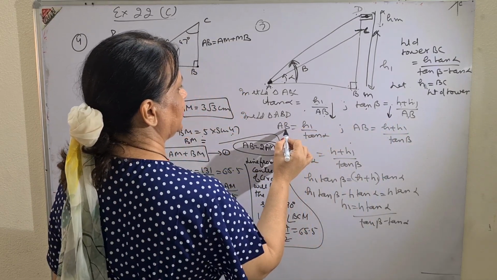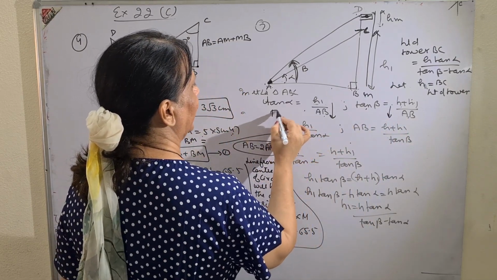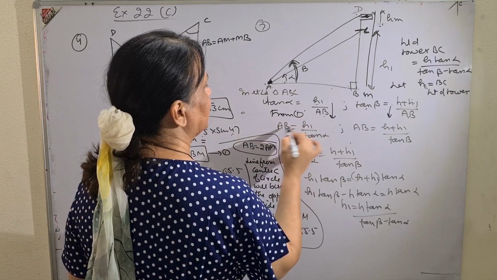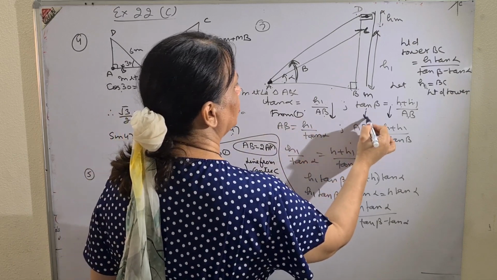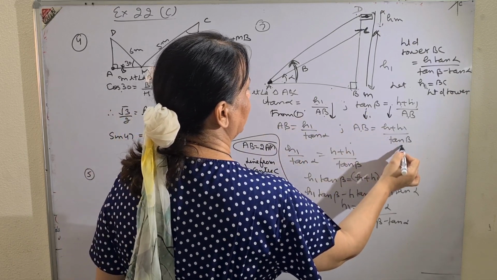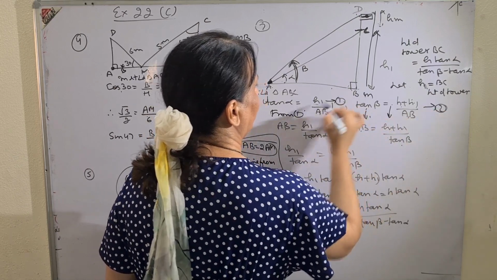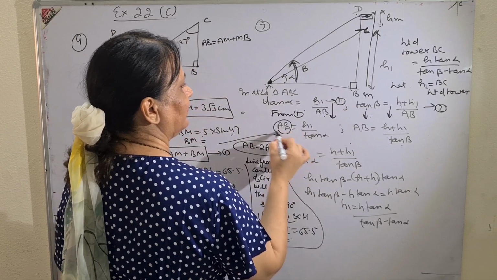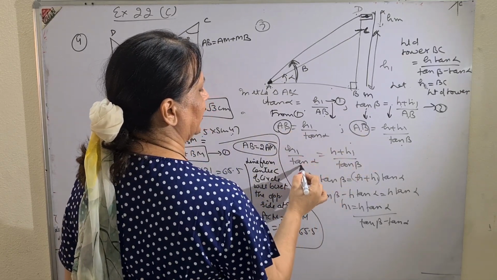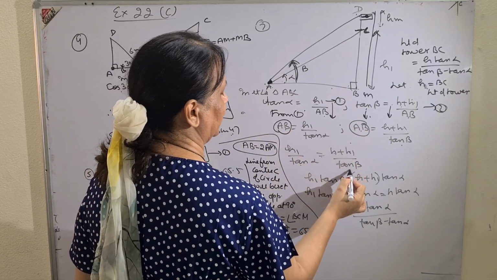So from the first expression, AB will be h1 over tangent alpha. From 2, AB will be h plus h1 over tangent beta. This is 2, and of course this is 1. So see, the left hand sides are the same. So h1 over tangent alpha is equal to h plus h1 over tangent beta.